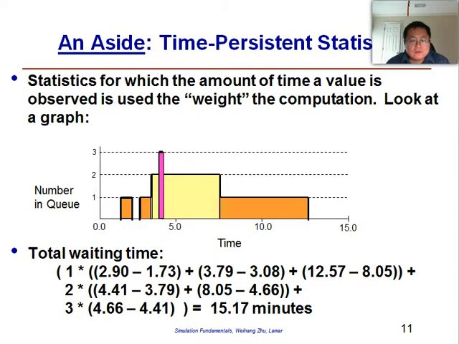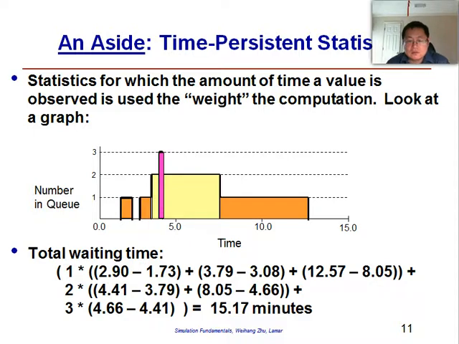Time persistence statistics is also called time-weighted statistics. Basically, we multiply each parameter value with its duration of time and sum them together. In the case of total waiting time, we can multiply the number of waiting customers with the duration of time. The graph helps us understand how many people are waiting in the queue at any moment in these 15 minutes.